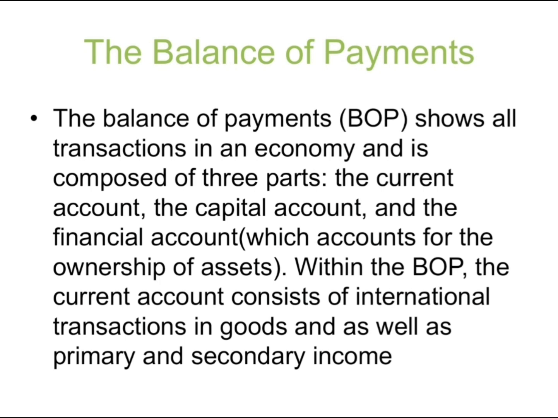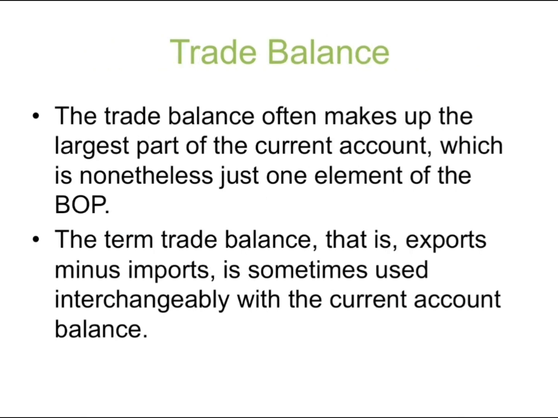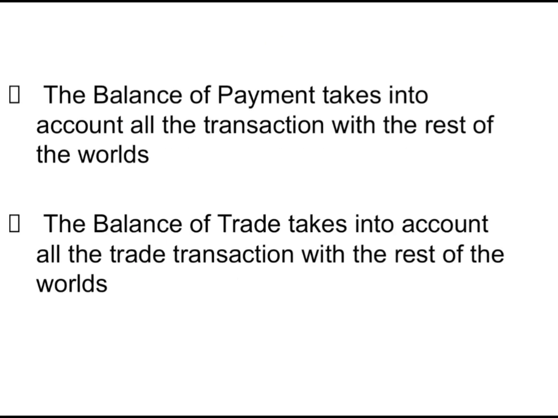The BOP current account consists of international transactions in goods as well as primary and secondary income. However, balance of trade often makes up the largest part of the current account, which is nonetheless just one element of the BOP. The term trade balance, that is exports minus imports, is sometimes used interchangeably with the current account balance. Furthermore, the balance of payments takes into account all the transactions with the rest of the world.